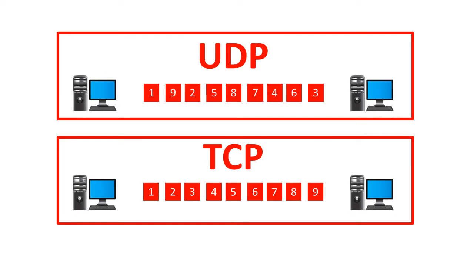UDP does not care about maintaining the order of sequence while sending packets across the network, unlike TCP. It is because UDP does not maintain any sequence number. So, which packet needs to reach first and which packet needs to reach last, UDP does not care about that sequencing of order, unlike TCP. Therefore, any packet may reach at any time during the transit.